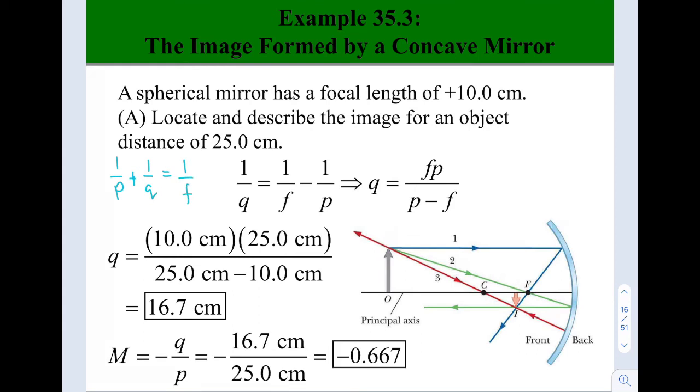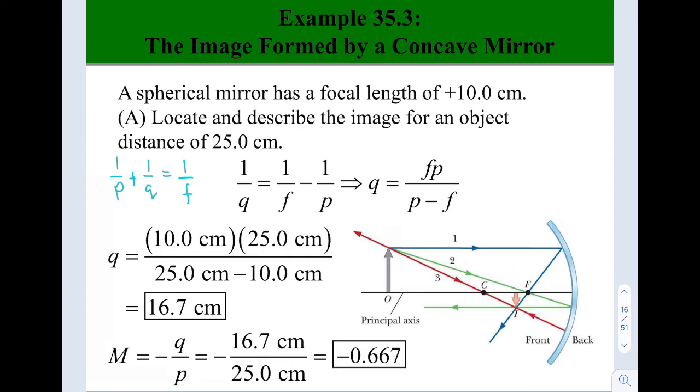Now we want the q, the location of the image. So 1/q is equivalent to 1/f minus 1/p. From here, your q is 16.7 centimeters and it's positive. To describe more about the image, you need to figure out its lateral magnification. From here you will get negative 0.667.